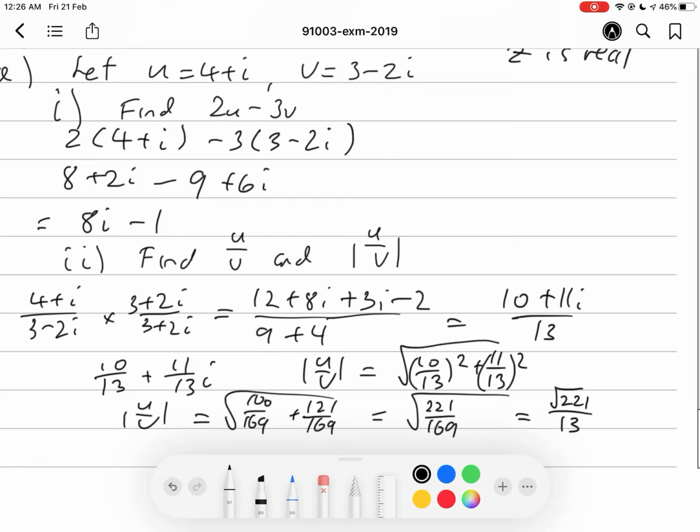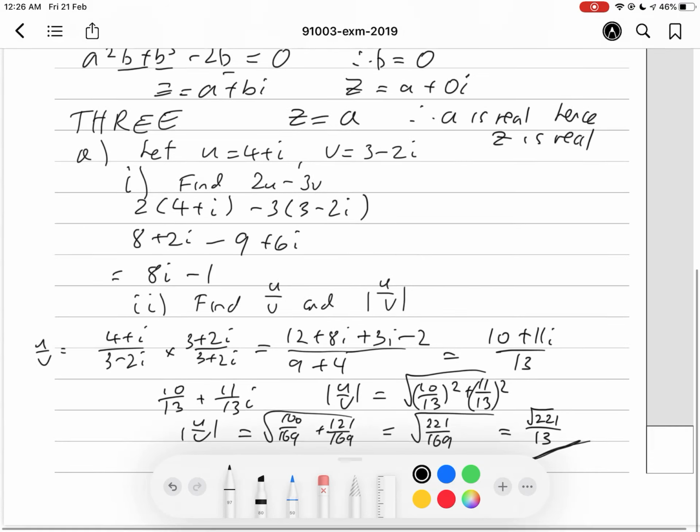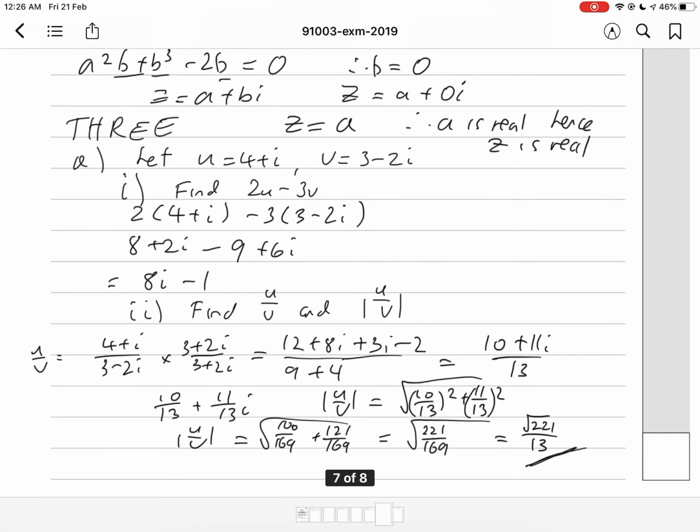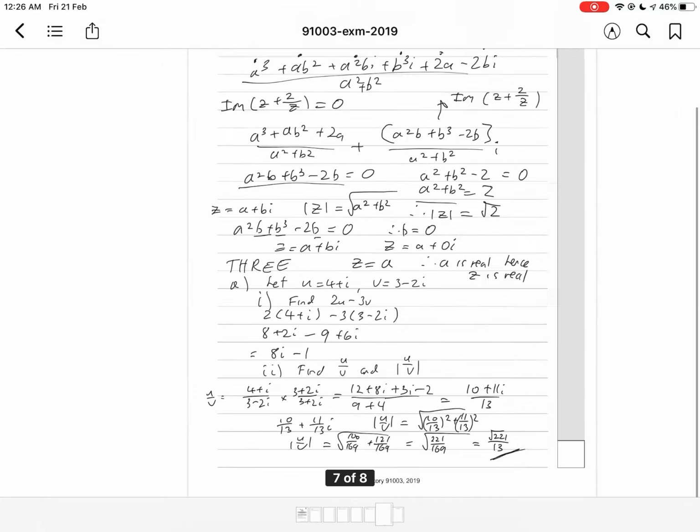So the square root of 221 cannot be simplified, so therefore this is your final answer. That's the answer in the simplest form, because 221 cannot be factored into square numbers.